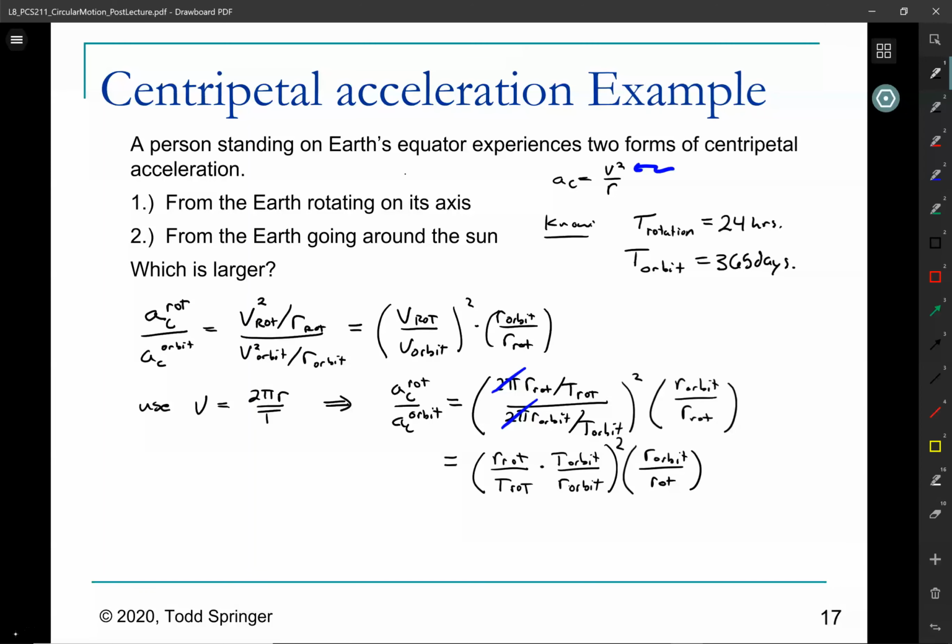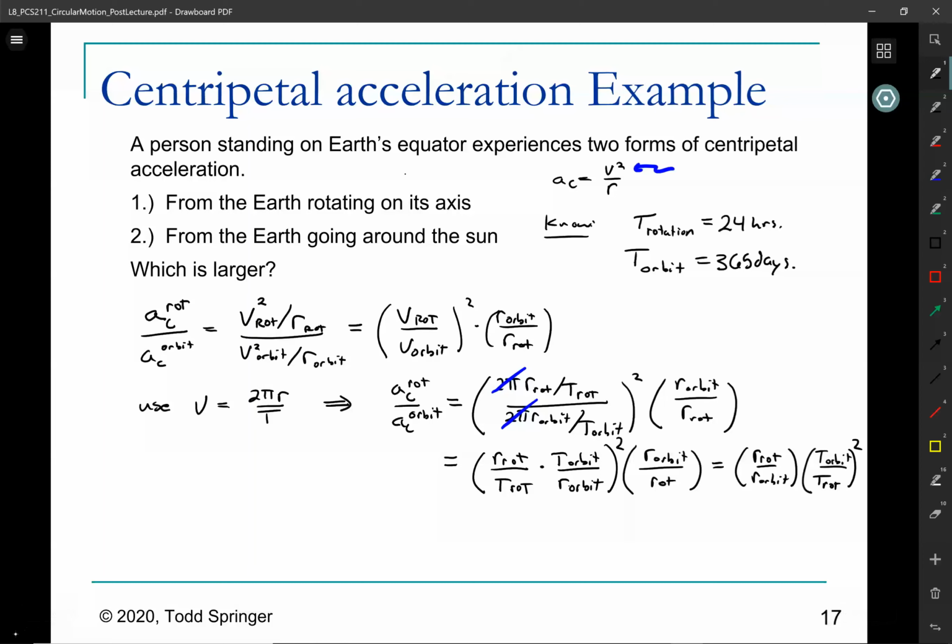Okay, now put everything together. I've got 2 of these, r rotation, because it's squared, on the top and 1 on the bottom. And then I've got 2 of the r orbits on the bottom and 1 on the top. So what do I have here? I'm going to have r rotation over r orbit, only 1, because one of them cancels out because of this extra factor here. And then I've got 2 factors of the period, which are uncancelled. So I will have here t orbit divided by t rotation, whole thing squared.